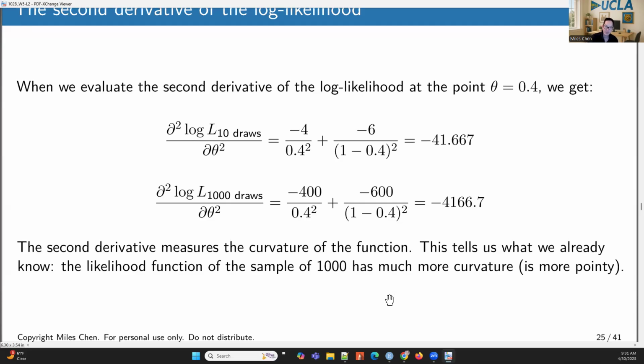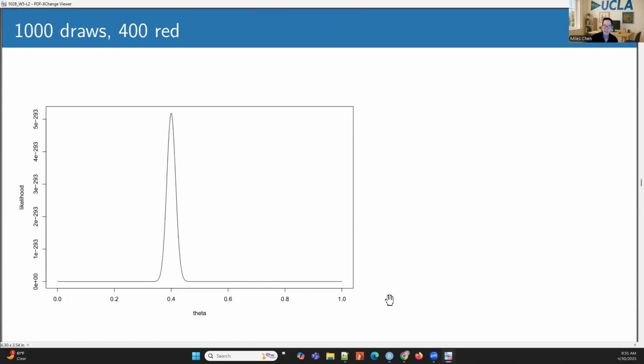The sample with 1,000 has much higher curvature. The slope changes rapidly. Our second derivative tells us how fast the slope changes. It goes from very high positive slope, a very steep upward slope, and then it rapidly becomes very steep downward. So it goes from positive to negative very quickly.